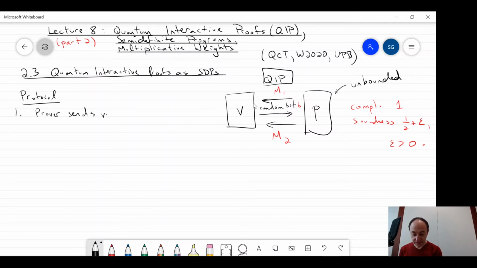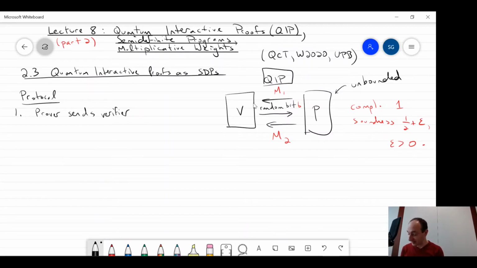By the way, if I haven't stated explicitly in these lecture notes yet, I'm not a fan of the names Merlin and Arthur. They drive me a little crazy. So I try to use prover and verifier, but I might switch back and forth. I might forget that I'm supposed to hate Merlin and Arthur.